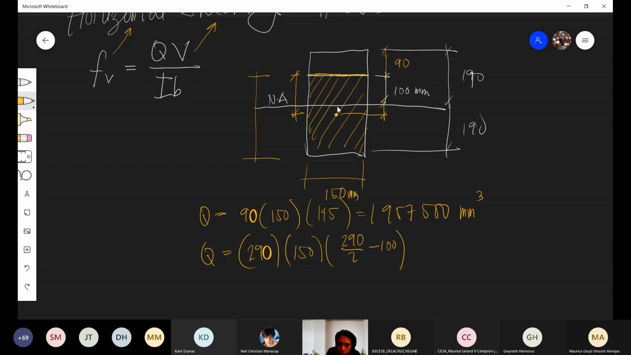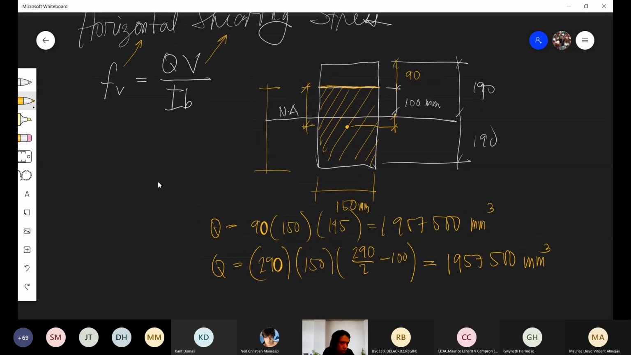That is the distance from the neutral axis to the centroid of the area below the fiber you are considering, this quantity right here. So this is equal to 1,957,500, in mm raised to 3. That's why in the definition, Q is the area moment of the area above or below the fiber you are considering about the neutral axis.